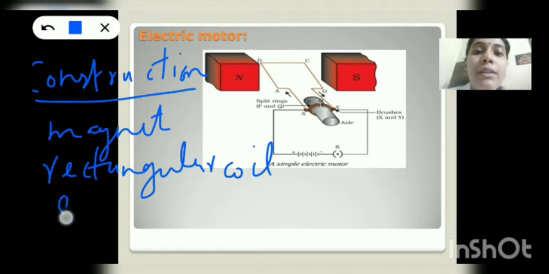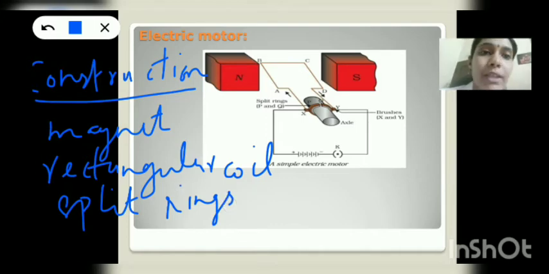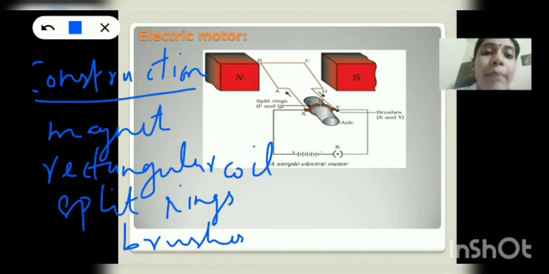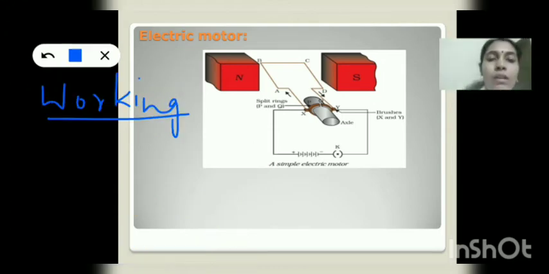Then it consists of split rings. Our coil is connected to split rings. Two split rings are there, and attached to the split rings you can see brushes. Finally, the brushes are connected to the external circuit or to a battery through a key. So these are some of the important parts of an electric motor. Now after the construction, it's time to discuss the working of the electric motor.